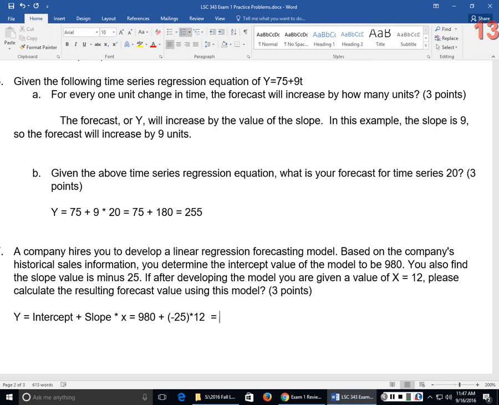So then you're going to finish that out, and it's going to be 980 minus 25 times 12, which is 600. Okay? That was weird. So don't forget to watch for that sign error, right? Because that can catch you. All right?